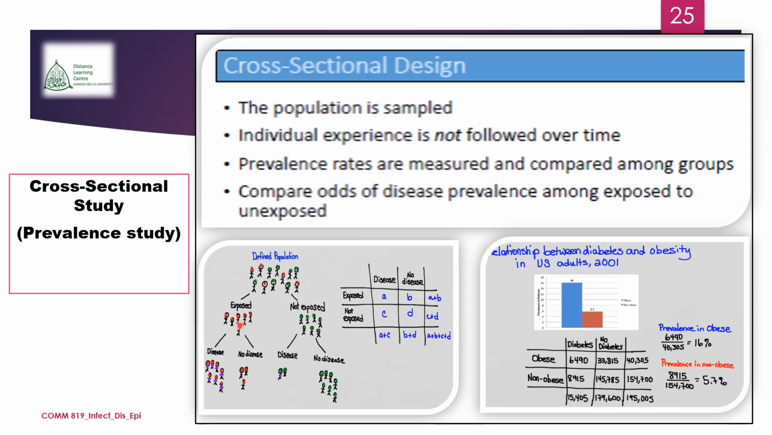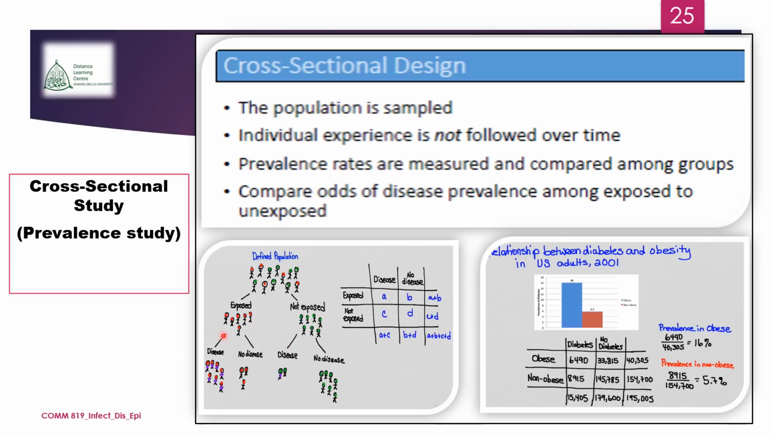1, 2, 3, 4, 5, 6, 7. How many came down with disease? 1, 2, 3, 4, 5, 6. So the number of diseased over the total number exposed will give you the prevalence. It's a proportion. You may decide to multiply it by 100 to get the prevalence.